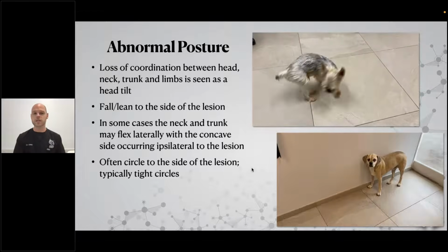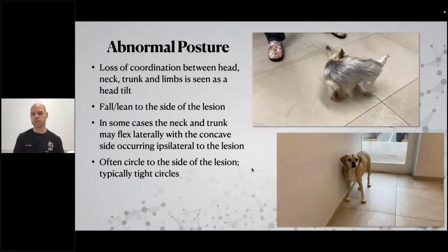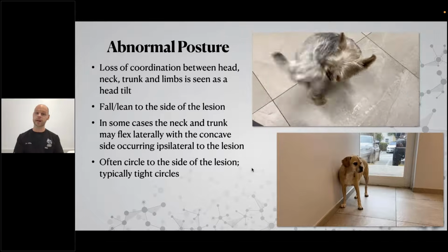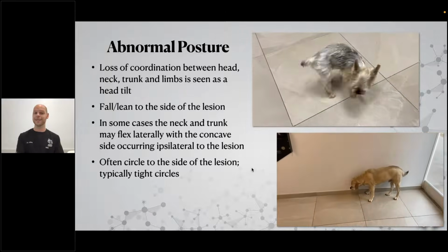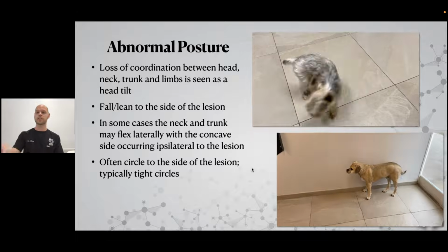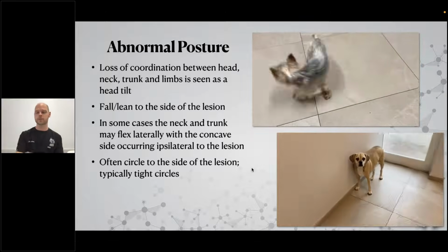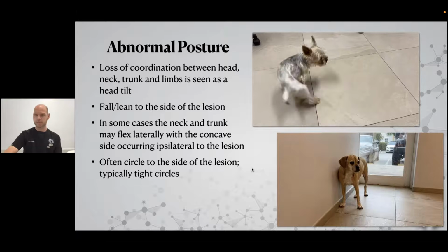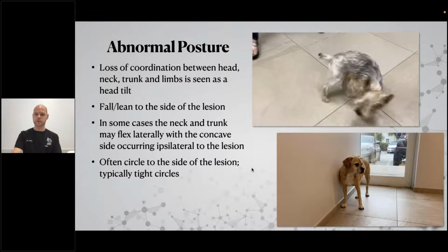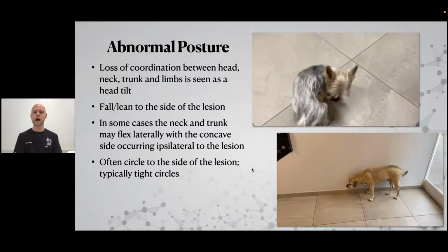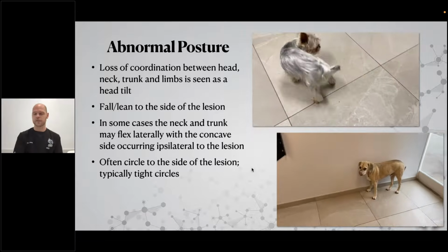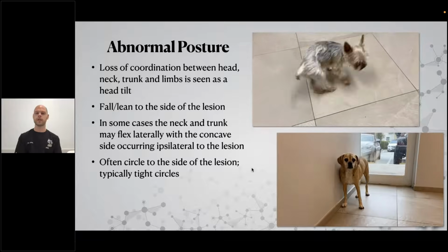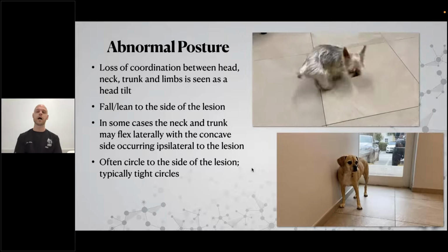The video in the top here is demonstrating the last two bullet points. In some cases, the neck and the trunk may flex laterally, with the concave side occurring ipsilateral to the lesion, to the same side. This patient on the top, if you stopped him from circling, he would still have this body turn to the right in a C-shape. And he is obviously, as you can see, also circling in this video.